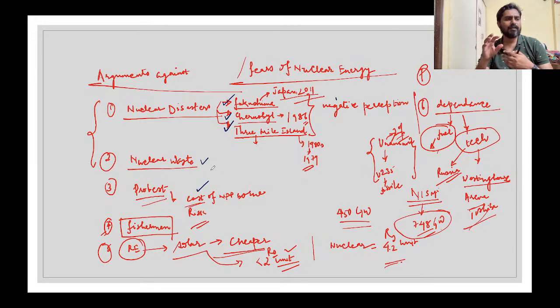Or you can also use the NITI Aayog argument, that we can go for small modular reactors, which can be installed in smaller industries or even in larger industries. Because they will be small in size, they will be quite manageable. So you can use those arguments.